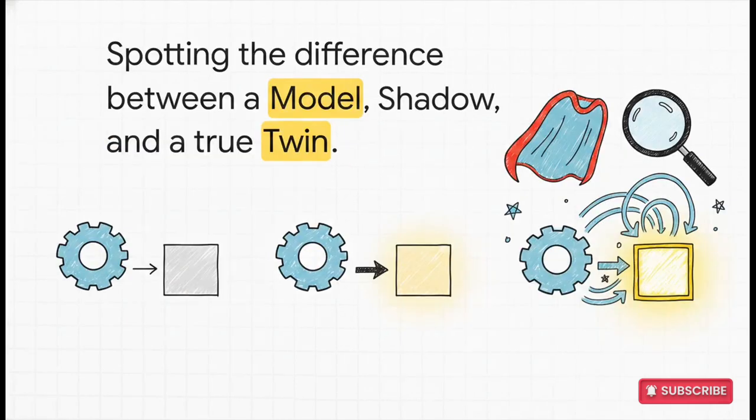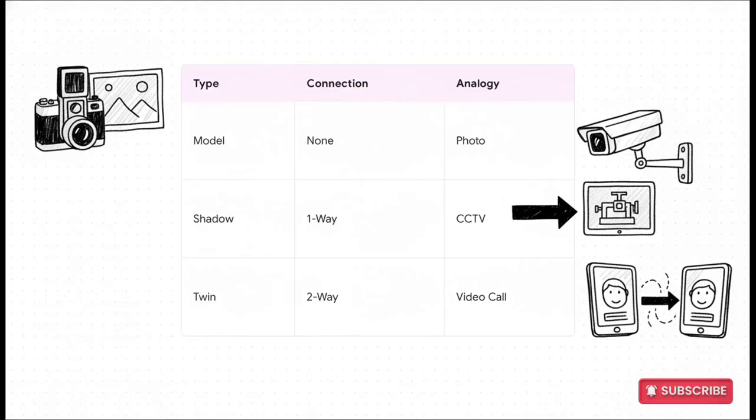Now, here's a concept that still trips up a ton of people, even veterans in the industry. It's understanding the crucial difference between the big three: the digital model, the digital shadow, and the true digital twin. Understanding this exact distinction is what separates the actual implementers from those who are, well, just riding the hype train. Once you spot the difference between these three, you'll instantly know who actually gets this technology. Now, what's really interesting is how we can break this down.